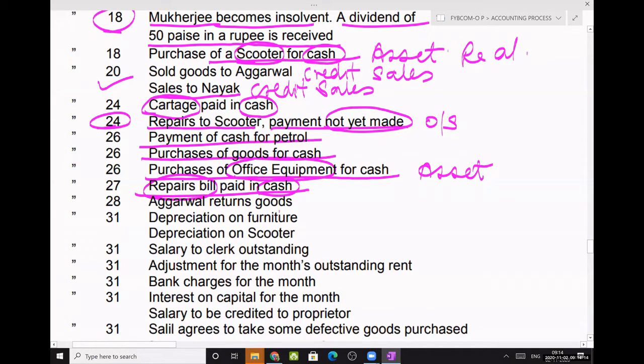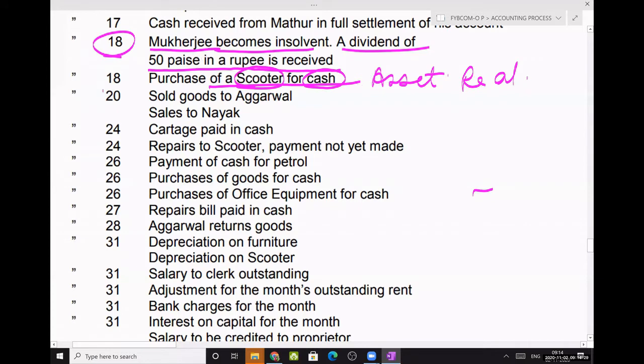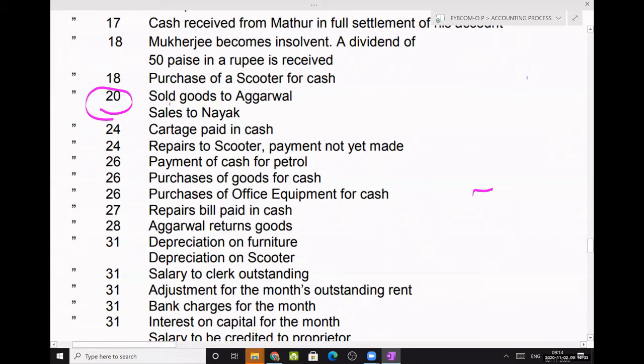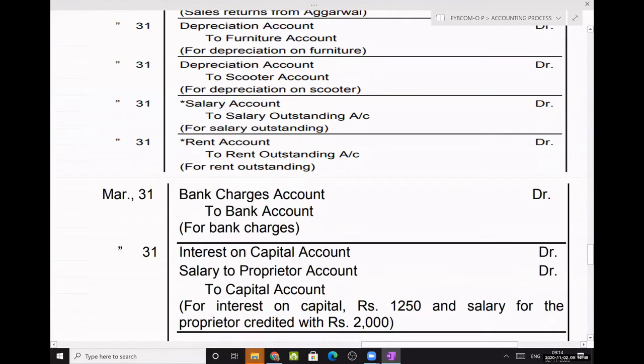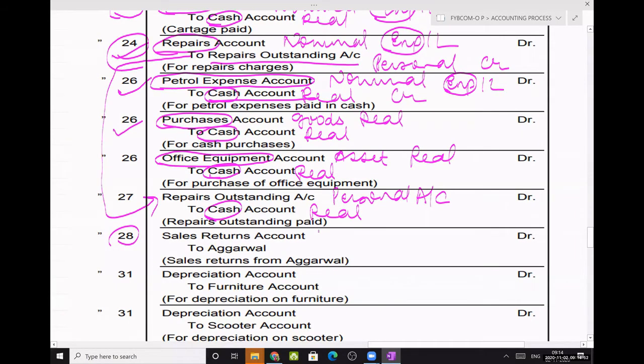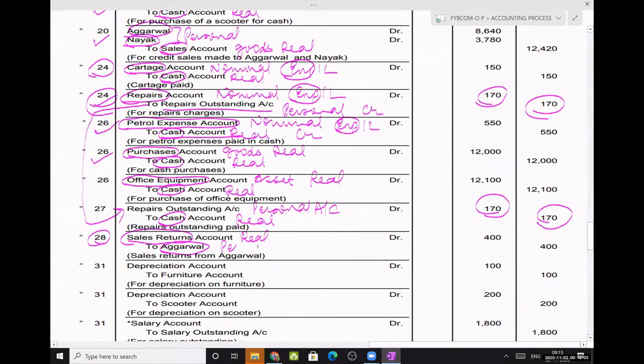On 28th, Agarwal returned goods. Okay, so check करो. Agarwal returned goods बोला ना, तो on 20th there was a sale to Agarwal. So if on 28th he is returning it back, that means it is a sales return. Sales return में what is happening? Goods are coming back. So goods is what? Real account. Real account says debit what comes in. Agarwal is which account? Personal account. Credit the giver of benefit. We gave you the goods, right? Yeah, back.